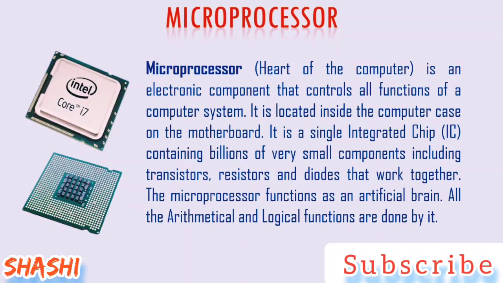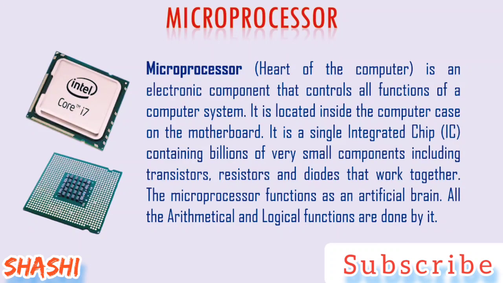Microprocessor, Central Processing Unit, CPU. Microprocessor, the heart of the computer, is an electronic component that controls all functions of a computer system. It is located inside the computer case on the motherboard. It is a single integrated chip, IC, containing billions of very small components including transistors, resistors and diodes that work together. The microprocessor functions as an artificial brain. All the arithmetical and logical functions are done by it.